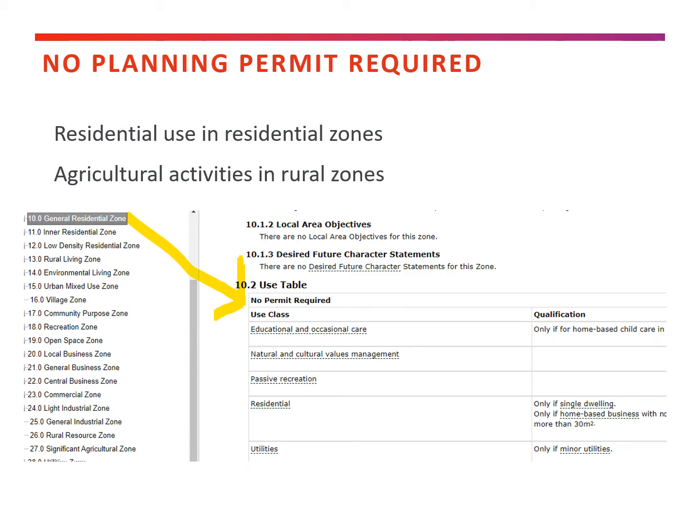So you can see under 10.2 use table here, there are 5 use classes here. So if you want to run home-based childcare centre in a general residential zone, and as long as it fits certain specifications, you don't need a permit. A passive recreation, residential, so I mean, this is kind of common sense.